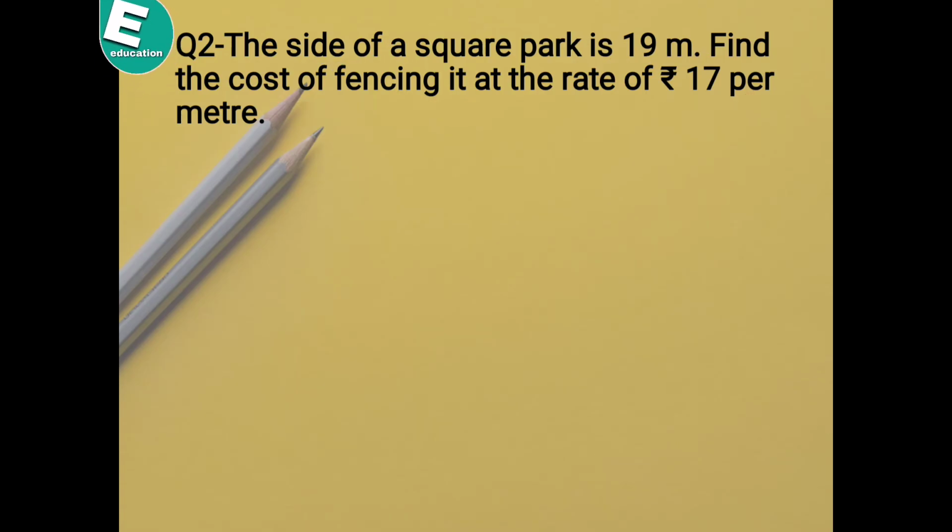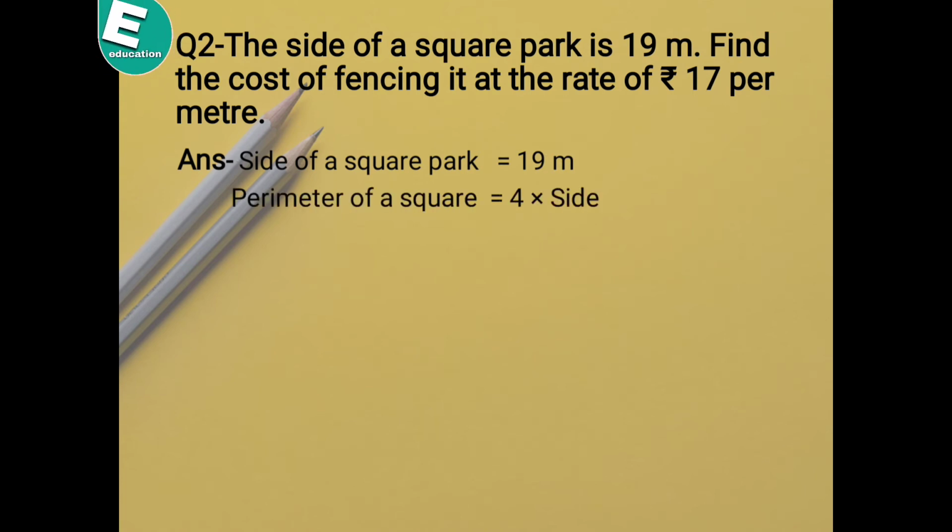So let's start writing. Side of a square is 19 meter. Perimeter of a square we know is equal to 4 into side. On substituting, we get 4 multiply 19, which is equal to 76 meter. So the perimeter of a square park is 76 meter.